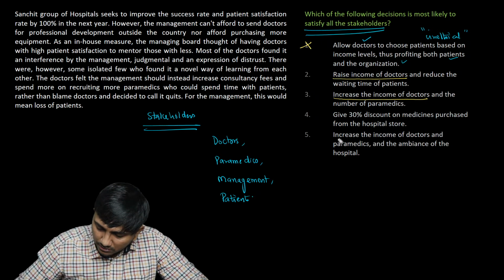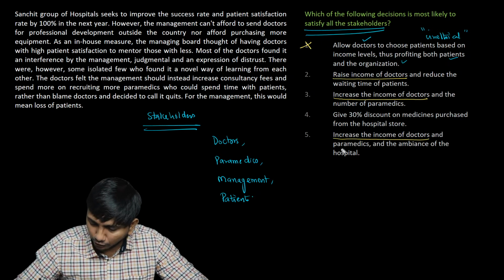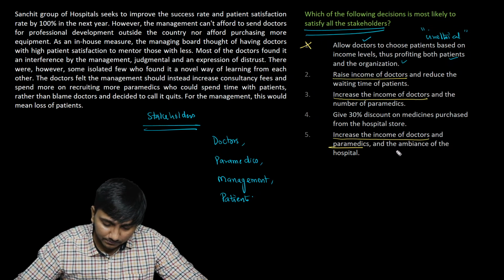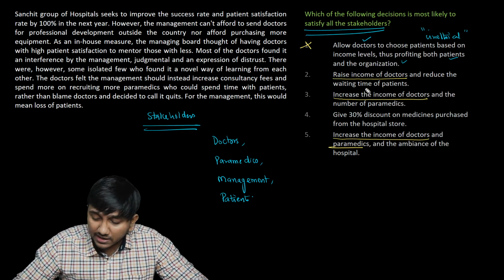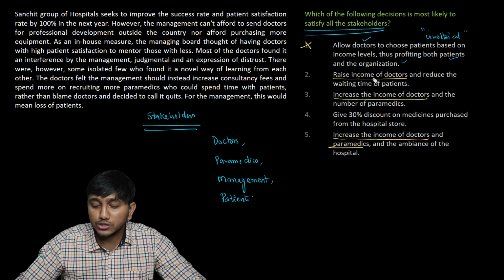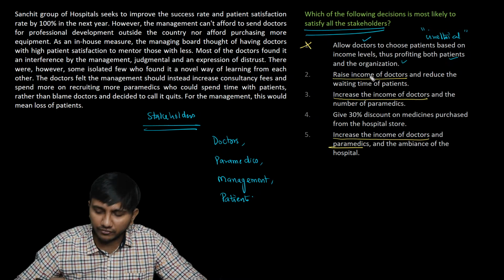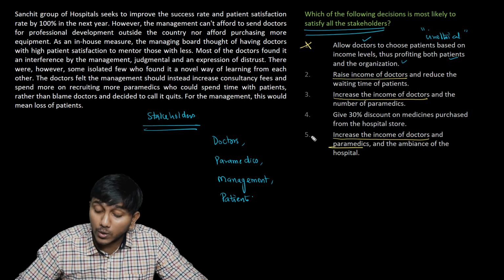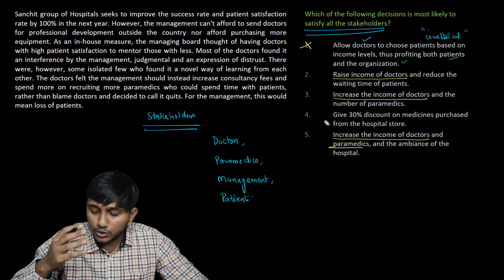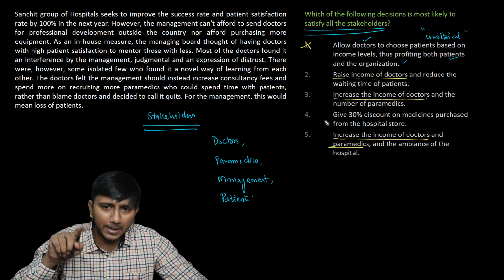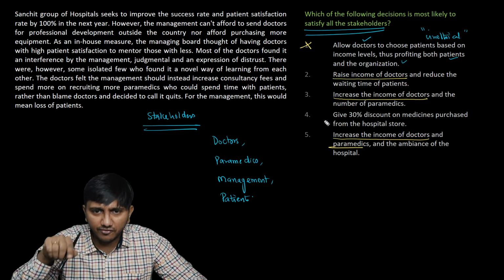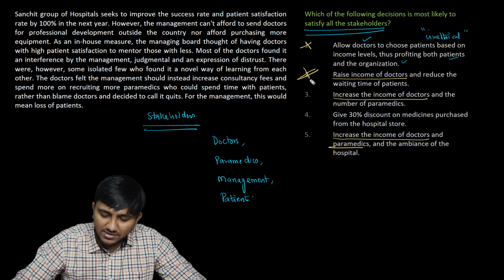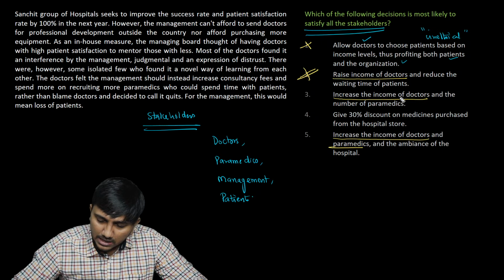Increase income of doctors. Of course, doctors will be happy. And paramedics, they will also be happy. And the ambience of the hospital, that might result in a better patient satisfaction. Just like reducing waiting time might result in a better satisfaction of the patients. So if I'm going to compare 2 and 5, 2 is only taking care of doctors and patients, but 5 is taking care of doctors, paramedics, and ambience of the hospital, which kind of ensures something for the patients as well. So I would definitely say when 5 is there, I would not go for 2. Increase income of doctors and the number of paramedics.